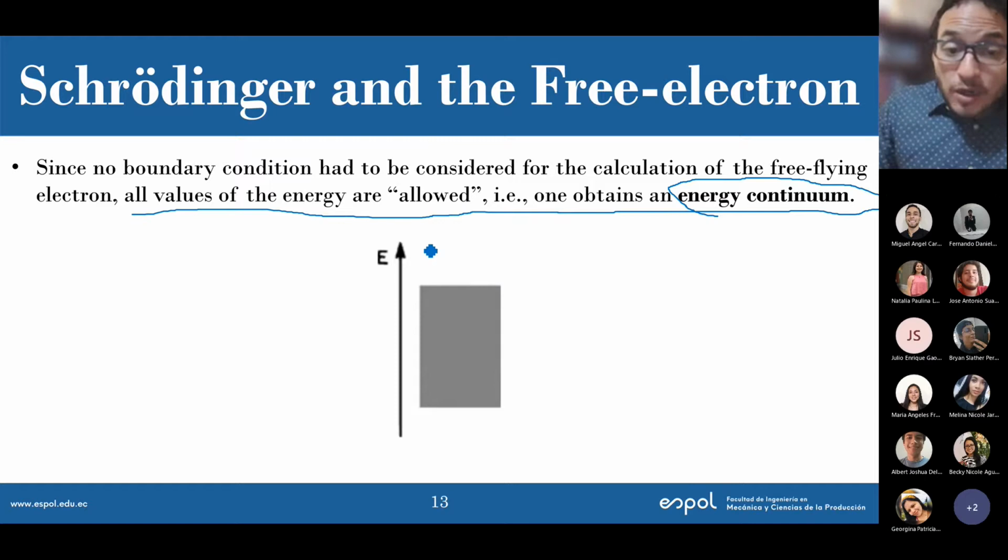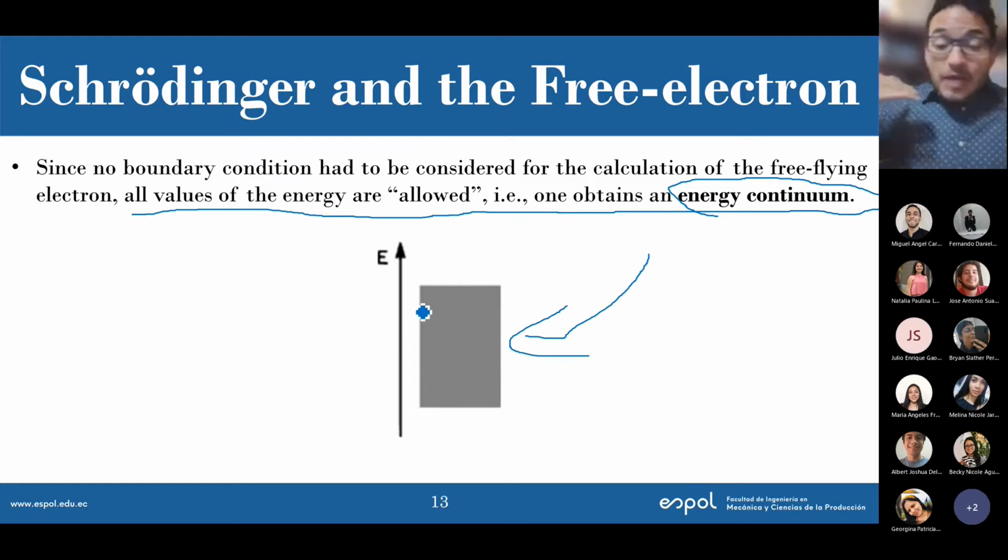You see this little box here? That means what's happening now. I can have all possible values of energy when I'm considering a free electron. That means I get an energy continuum. That means there is no restriction of values of energy that my system can take. Basically, the system can take any value of energy. And that's why I get this full block of values of energy, because there is no restriction.